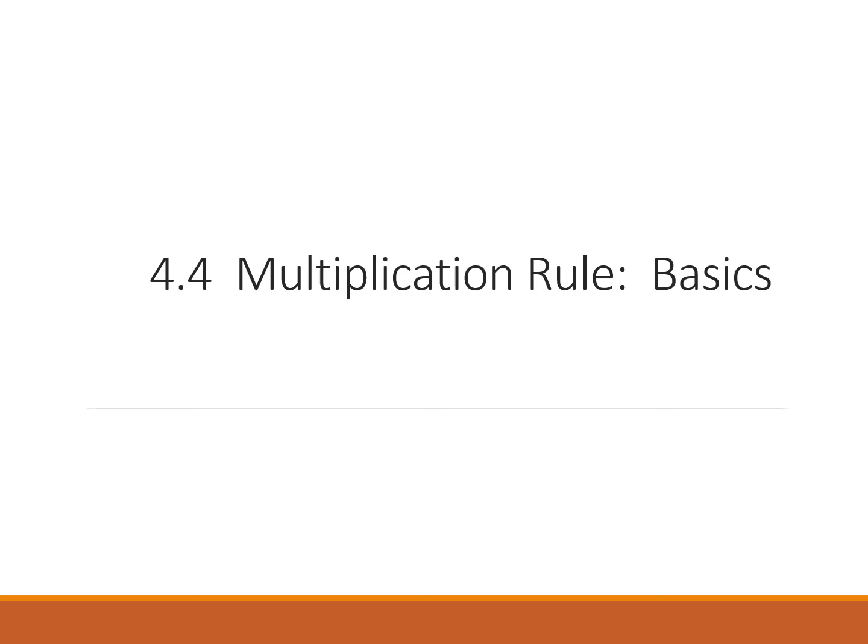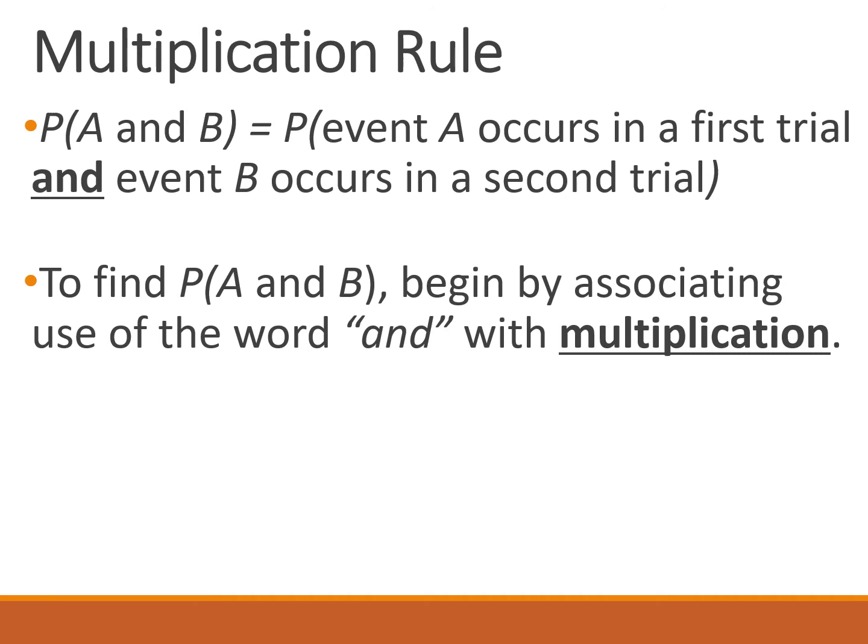Section 4.4 covers the basics of the multiplication rule. Unlike the addition rule where we had two events, A or B, and we wanted either of them to occur or both of them to occur in a single trial, when we're talking about the multiplication rule, we're now dealing with two separate trials. For example, we want event A to occur in the first trial, and then on a subsequent second trial, we want event B to occur.